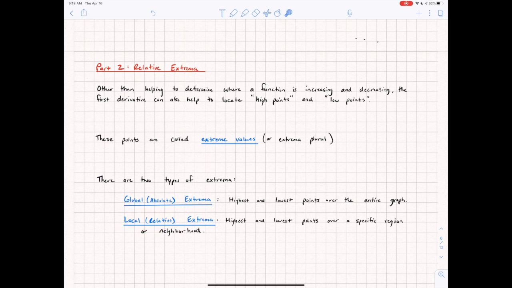When I talk about local, we're talking about neighborhoods, a very specific region. We're zooming into a graph and saying, relative to the world around us, our own little world, what are the highest and lowest points? So relative extrema don't have to be the highest points overall. They can be any high point. We're going to define that a little more specifically. We will look at absolutes a little later. Our focus right now is defining this realm.